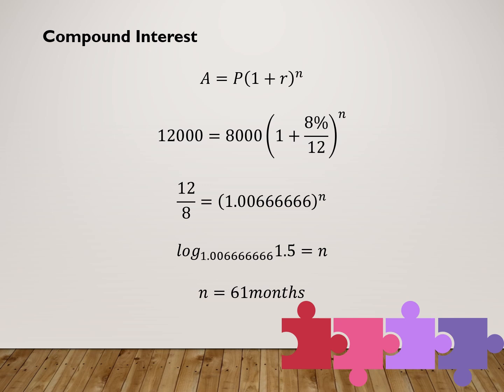For the second one, same principle, only this time, of course, we're doing the compounded monthly. So it was 1 plus 8% over 12 to the power of n, remembering that n is in months. 12 over 8 again is 1.5. 1 plus 8% over 12 is 1.00 and then an infinite amount of sixes. So make sure you use your answer button when you do the log. You're going to do log of 1.5 over log of answer, so that you make sure you have all the decimals. Otherwise, just use 1.00 and make sure you put enough sixes in to negate an error. When you do that, you get 61 months.